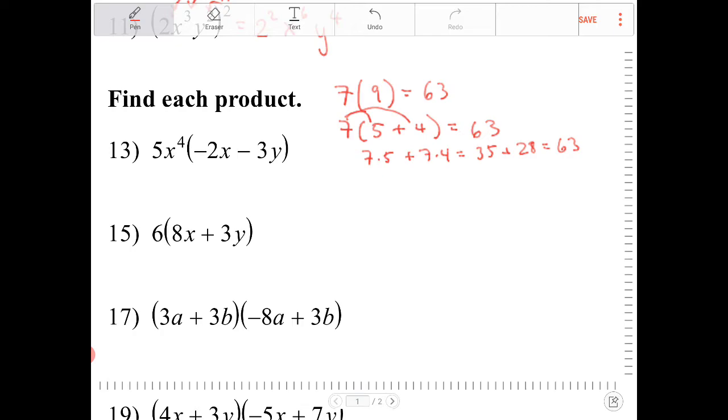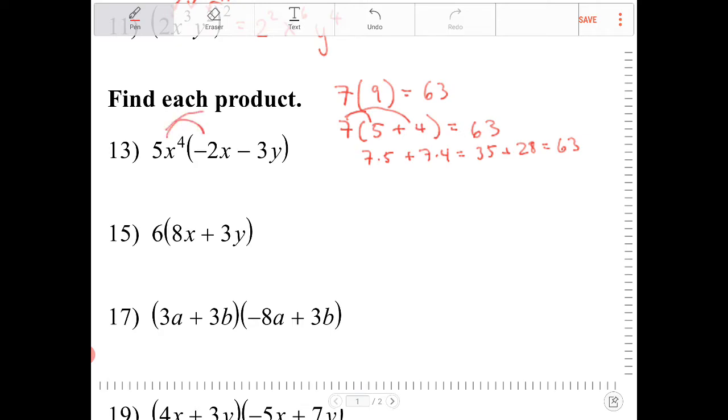This is very, very useful when we talk about things where the terms inside the parentheses do not share like terms. So for instance, for question 13, if you notice, we have negative 2x and negative 3y there. They're not like terms. We cannot combine them together. If we were able to combine them, then we wouldn't have to use the distributive property. But because they're not like terms and we're trying to multiply or rewrite them in a different way, we're sort of forced into applying the distributive property. So let's do that now.